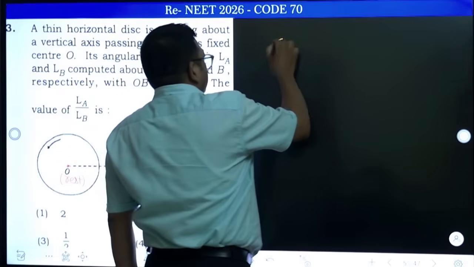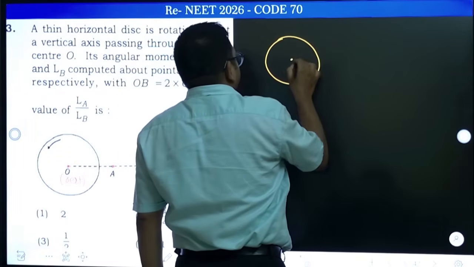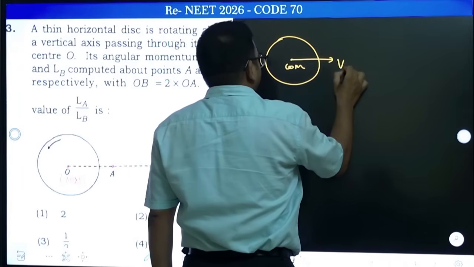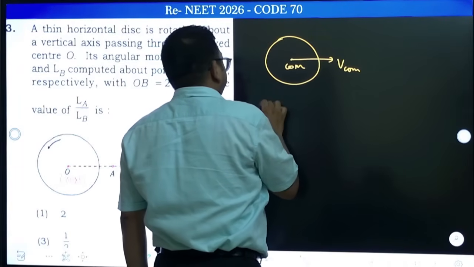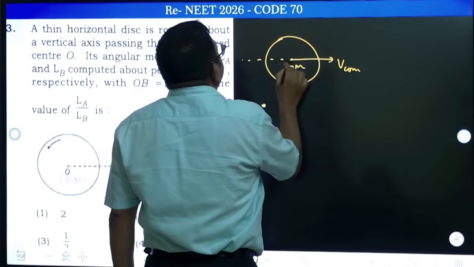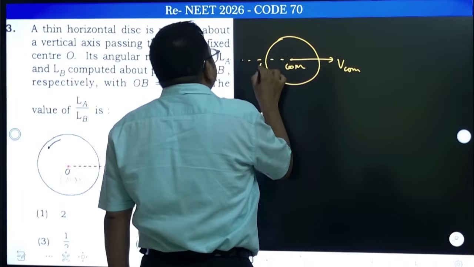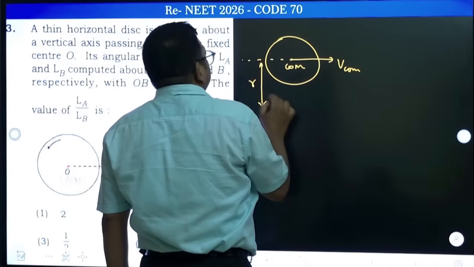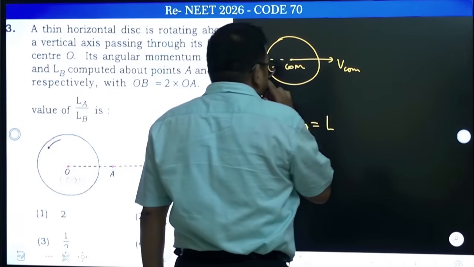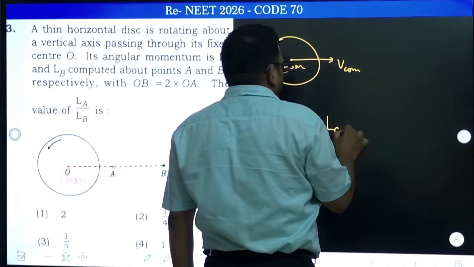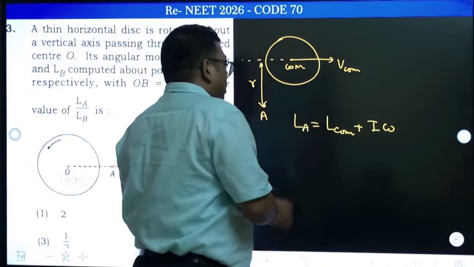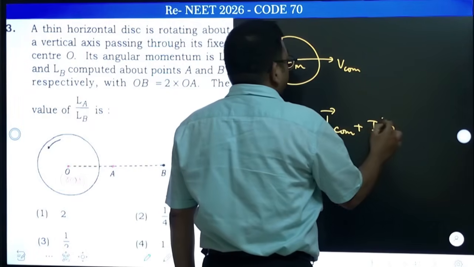Suppose there is a three-dimensional body and suppose center of mass is moving with V center of mass, and about this point we have to calculate. When we calculate, we need this distance. Let us say this distance is r. So angular momentum about A is angular momentum of center of mass plus I omega, right. All these are vector quantities, so we have to use vectors, right.